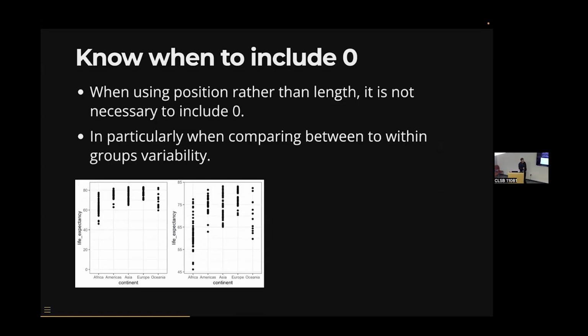So just know when to start. If you're using bar plots, you're implying you're using length as a visual cue, so you have to start at 0. Now that doesn't mean you always start a plot at 0. If you're using position, you don't have to start at 0, because with position we're not looking at how far it is from the axis.